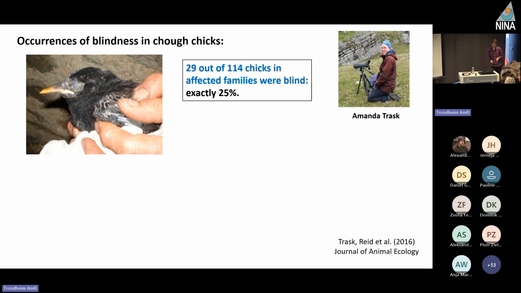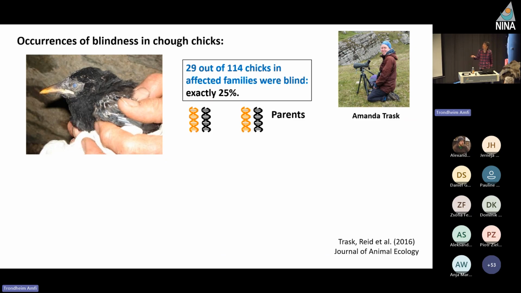So my wonderful former PhD student, Amanda Trask, got very interested in this, and she worked out that exactly 25% of chicks in the affected families where blindness had ever been seen were ones that were blind. And of course, you'll already have realized that that is exactly what we'd expect if this blindness is caused by a lethal recessive allele that's inherited from both parents.